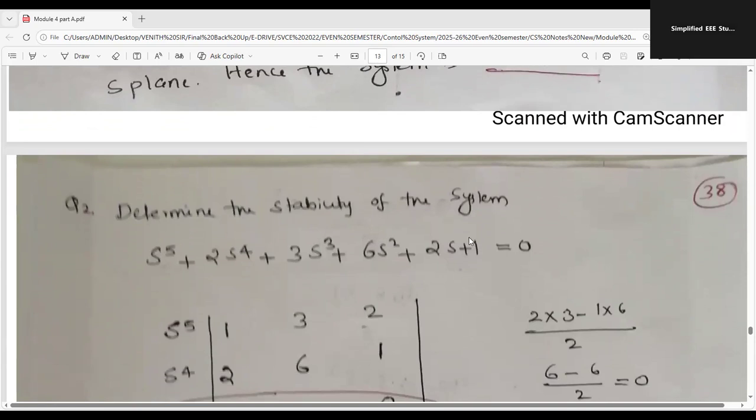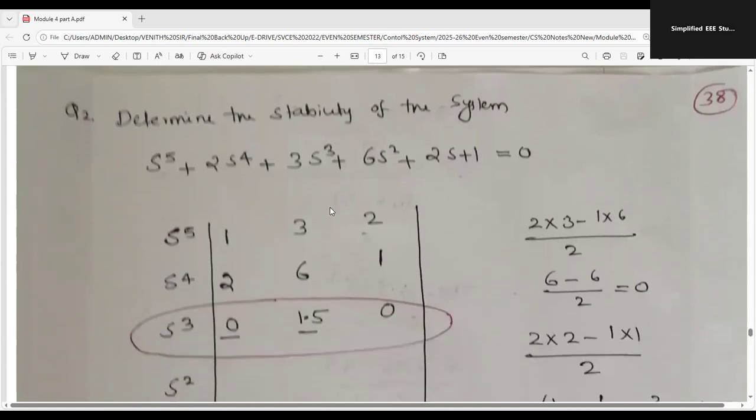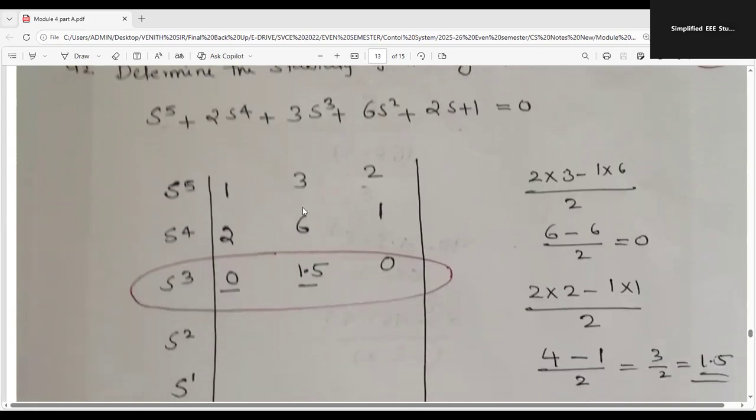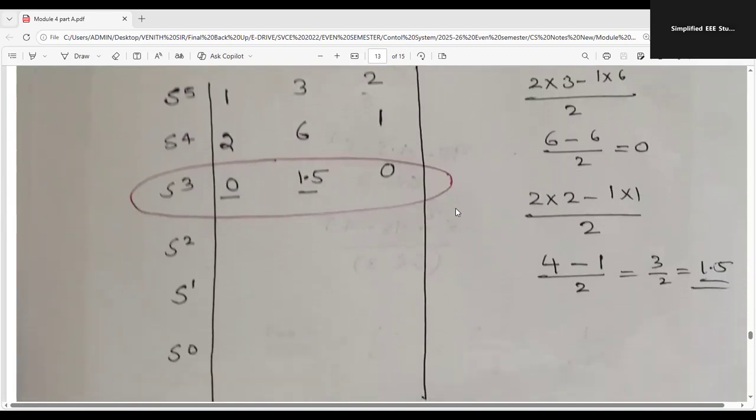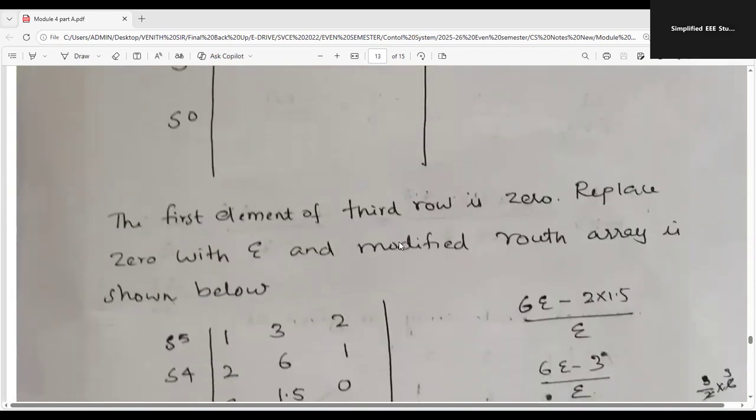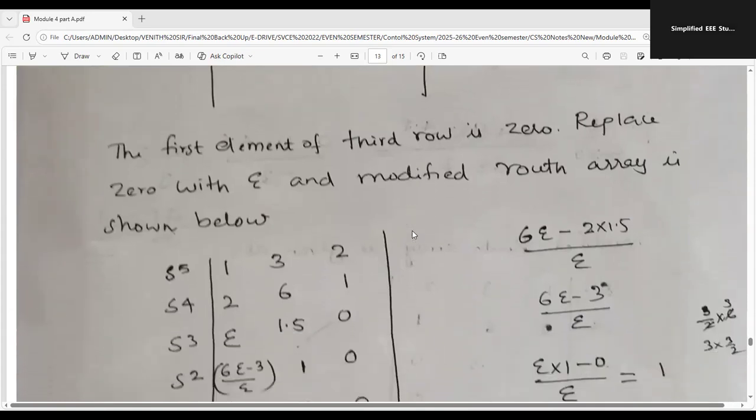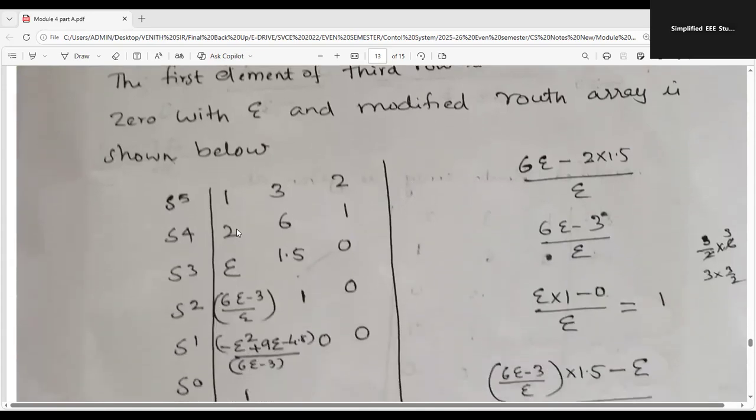So we have a characteristic equation. I request everybody to frame the Routh array. You already know how to frame the Routh array. When I found the Routh array, I found that the first element of the third row is 0. So don't panic. Instead of 0, you please substitute epsilon. 0 is replaced with epsilon. Epsilon is a non-zero element, for my convenience.